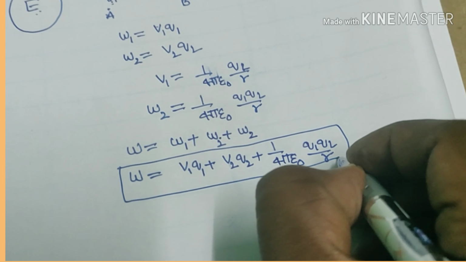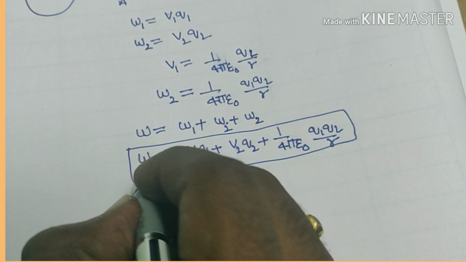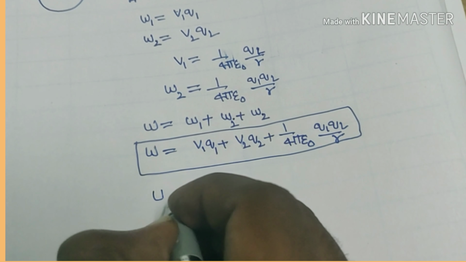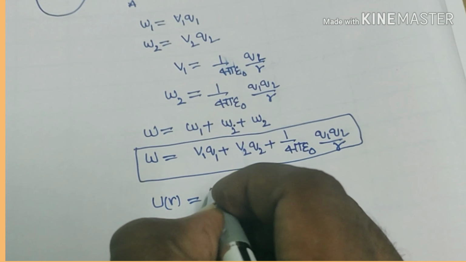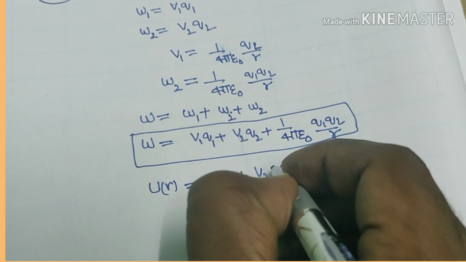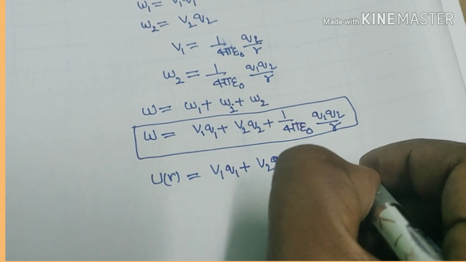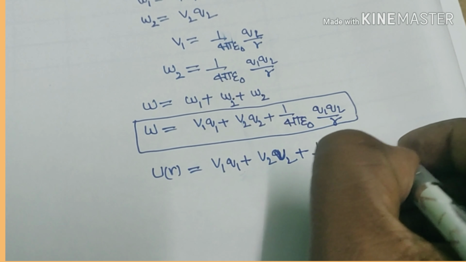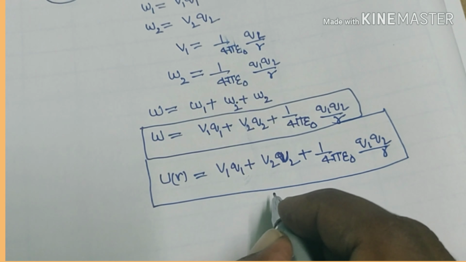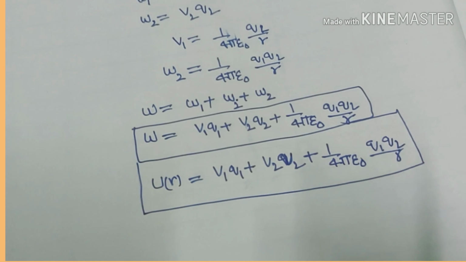This work depends on the position of the point charges. The position of the point charges is possessed by the potential energy. Potential energy U equals V1 Q1 plus V2 Q2 plus 1 by 4 pi epsilon naught Q1 Q2 by R. This is the potential energy of a system of 2 point charges in an electric field.